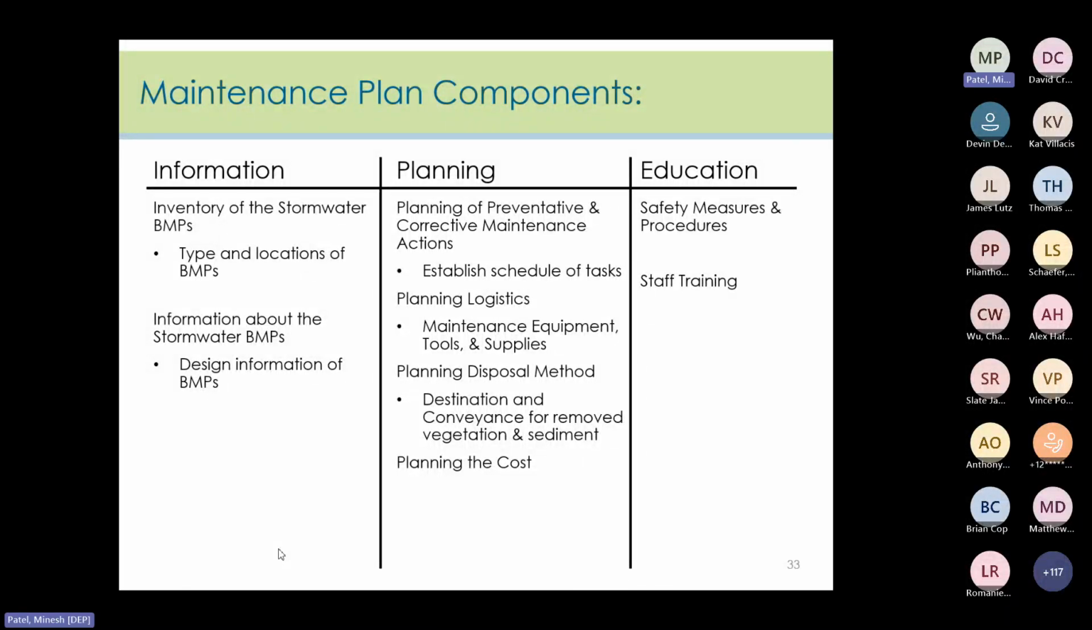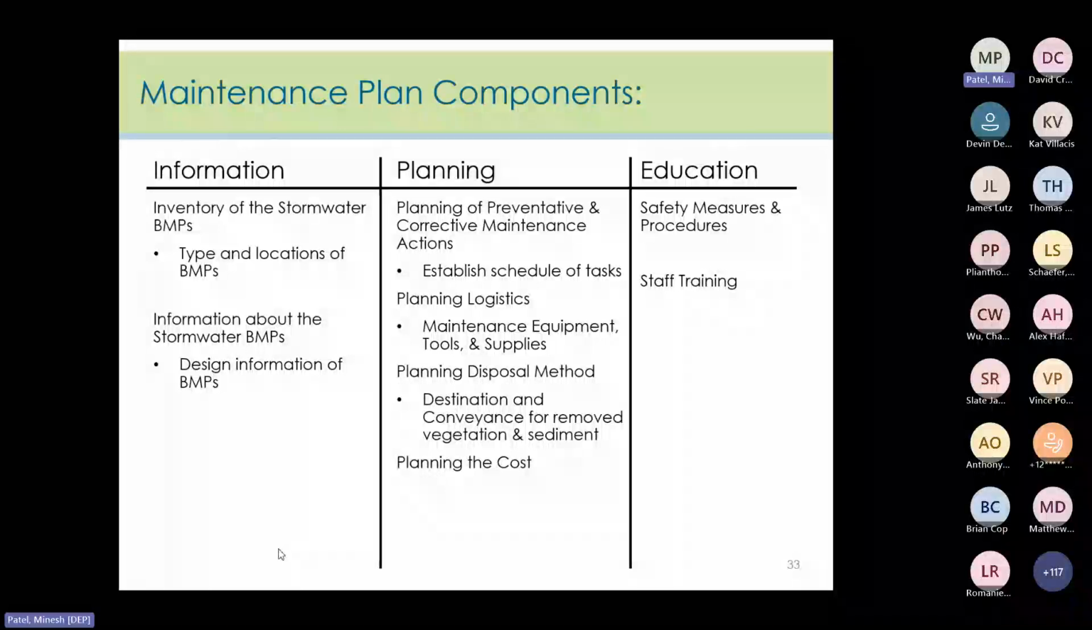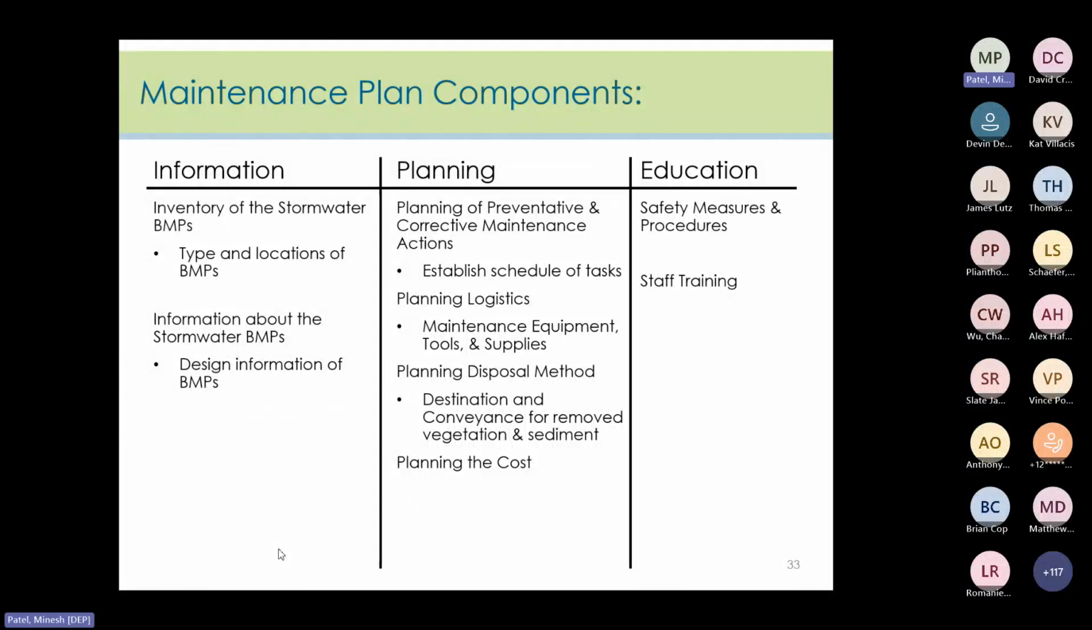So think of it this way. A good maintenance plan is going to contain three essential pieces. It will contain information, it will contain planning, and education. From the maintenance plan, the reviewer and maintenance staff must be able to know what to look for, where the BMPs are, and how to get there, when and how to perform the maintenance tasks, and what training is needed to successfully follow this plan.